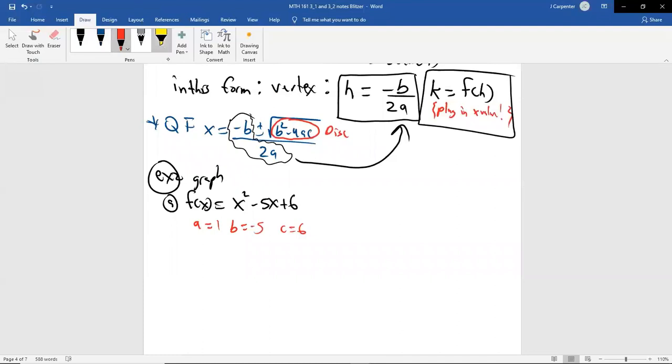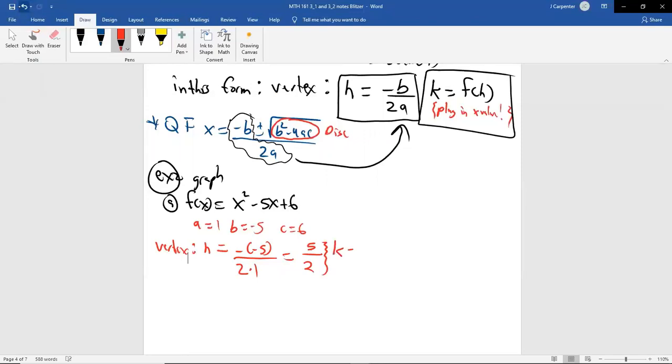So to find the h, which is the x coordinate of your vertex, that would be the negative b over 2a. That's the formula, negative b over 2a. So take the b, which is negative 5, which makes it a double negative, over 2a, which is 2 times 1, which is positive 5 over 2. That is the x coordinate of the vertex. That's the h.